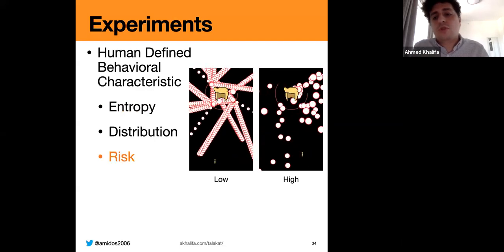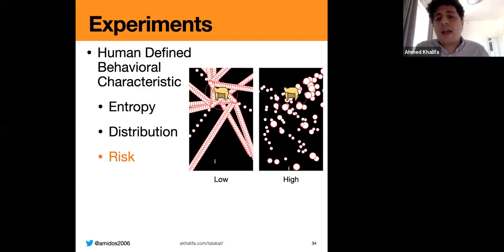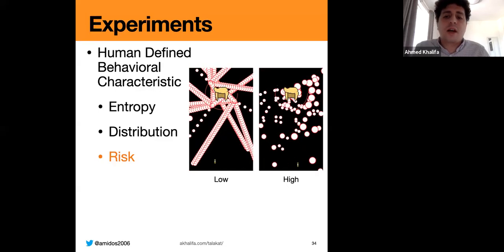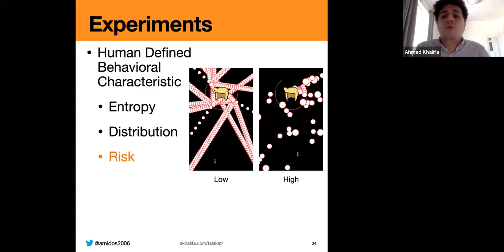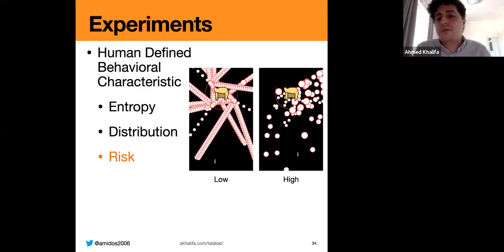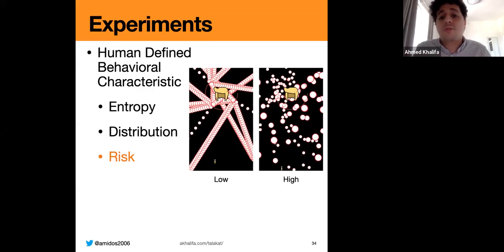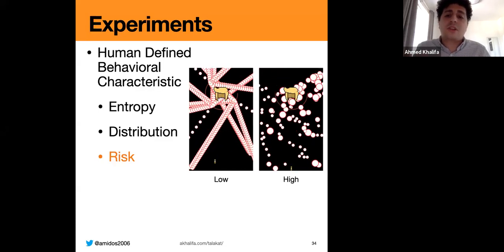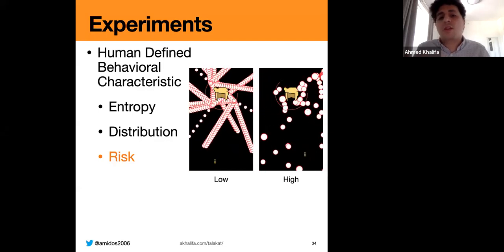Lastly, something we call risk. Risk means how many bullets are surrounding the agent at any point in time. If there are a lot of bullets around the agent, then the agent is playing very risky. And if there are not, the agent can just chill and do nothing because it's not a risky play.